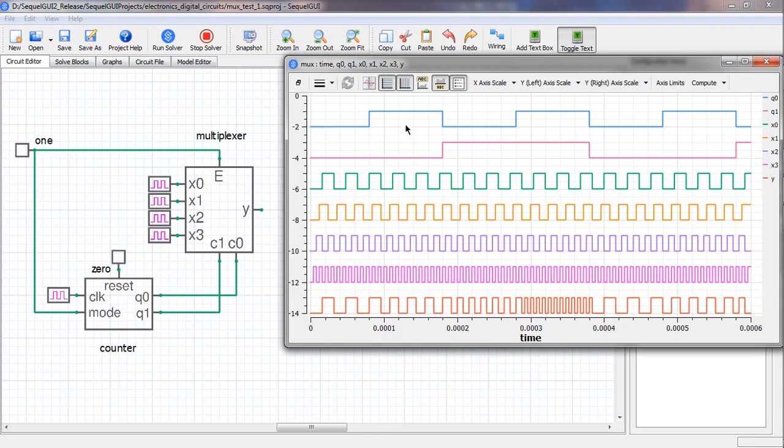What about this interval? We have S0 equal to 1, S1 equal to 0. So the binary number is 0, 1, that is decimal 1, and I1 will then get connected to the output. And where is I1 here? This is I1, so that will appear at the output. Similarly, when S1 S0 is 1, 0, then I2 appears at the output, and when S1 S0 is 1, 1, then I3 appears at the output. So that is how a multiplexer works.